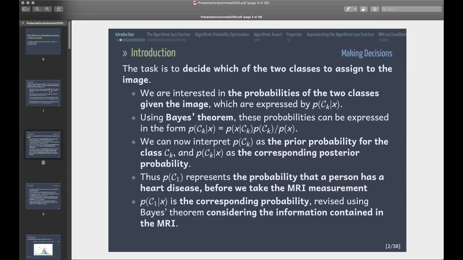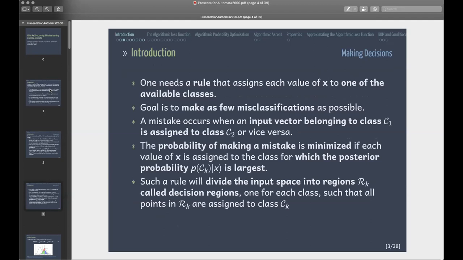Now one needs a rule that assigns each value of X to one of the available classes. The goal is really to make as few misclassifications as possible. A mistake occurs when an input vector belonging to class C1 is assigned to class C2, or vice versa. The probability of making a mistake is minimized if each value of X is assigned to the class for which the posterior probability, C_k given the input vector X, is largest.